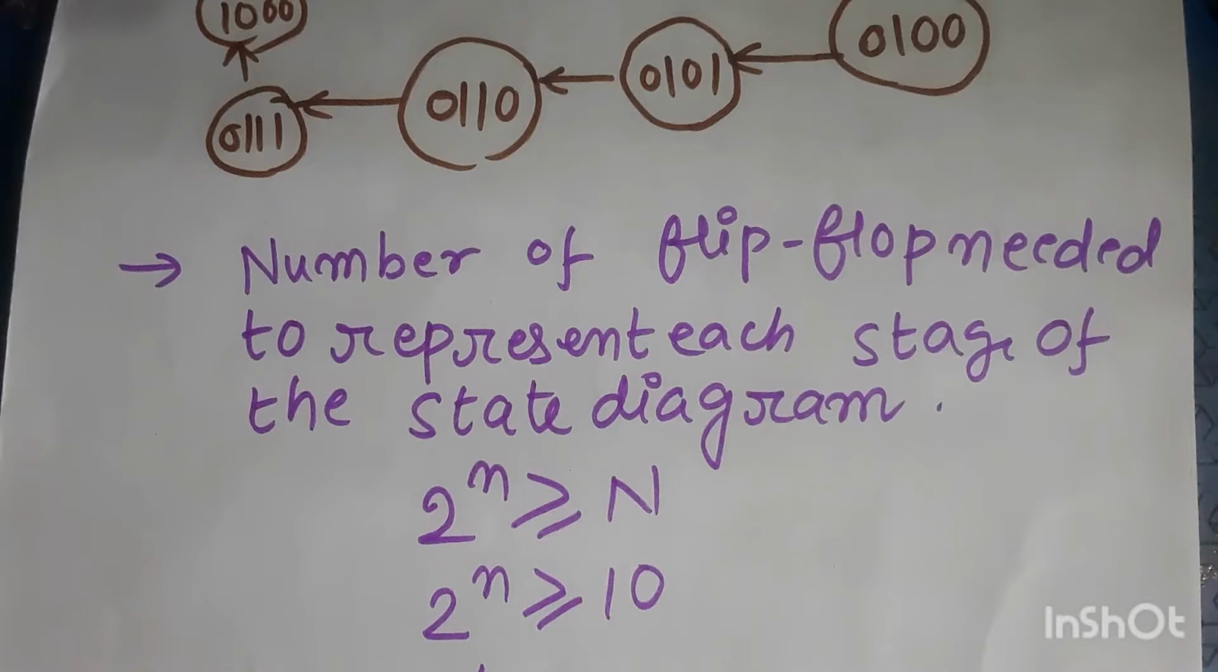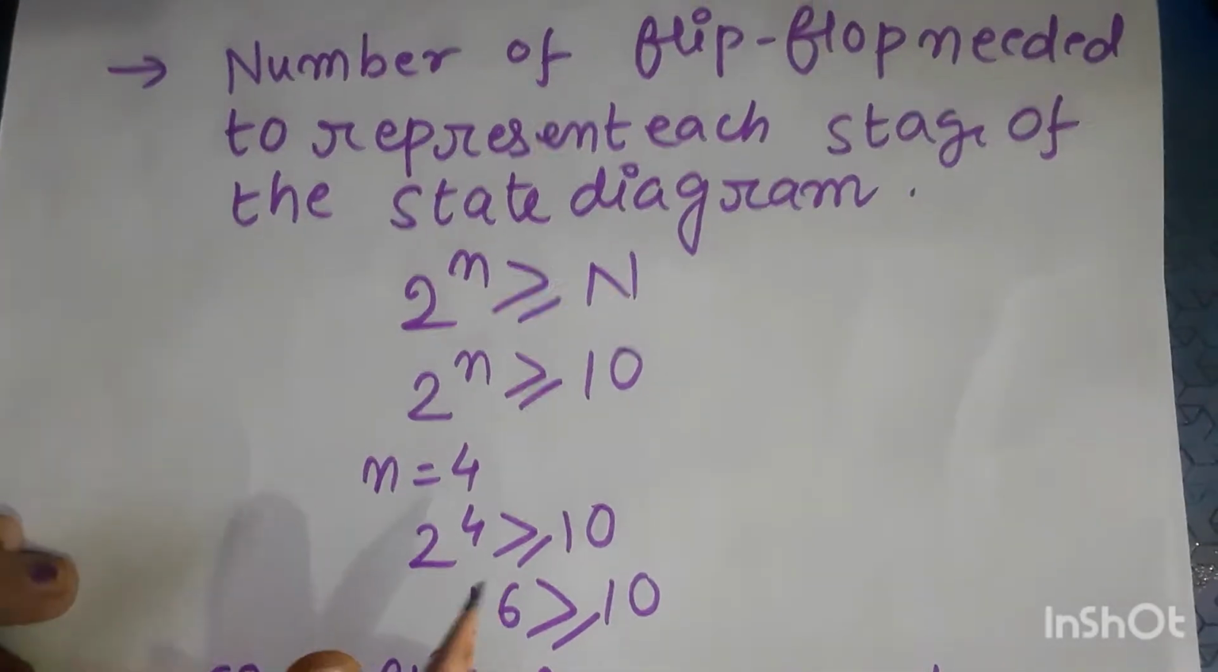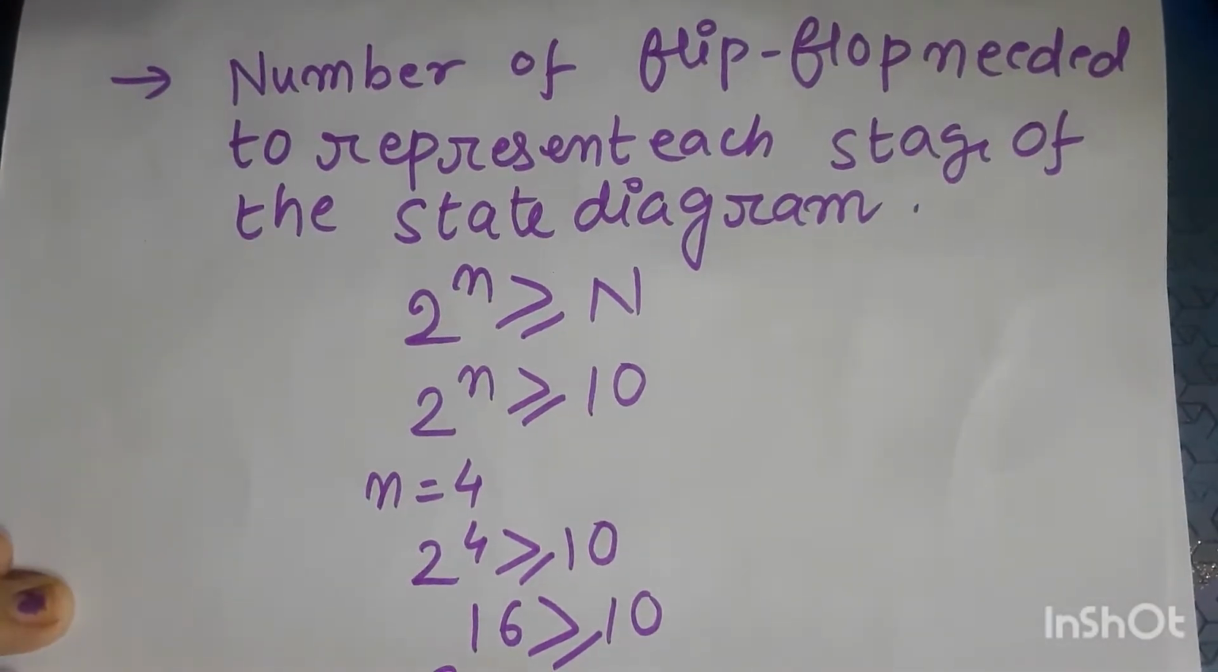So N is 10 and 2 raised to n should be greater than or equal to 10. When n is equal to 4, 2 raised to 4 is 16. 16 is greater than 10. So, 4 bits or 4 flip-flops are needed to represent each state. We can try with n equal to 3 also, but 2 raised to 3 is 8. 8 is smaller than 10. So, 3 bits won't suffice.